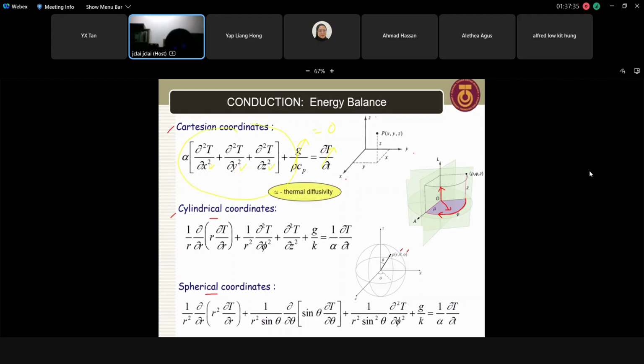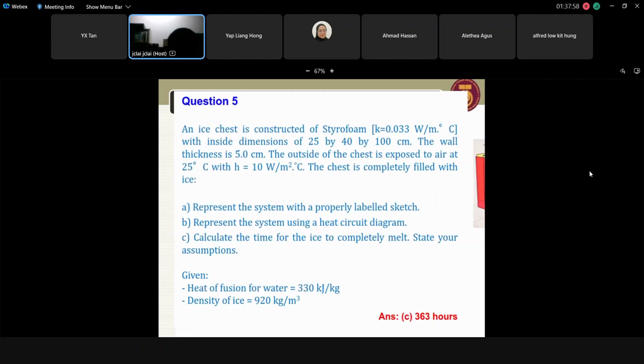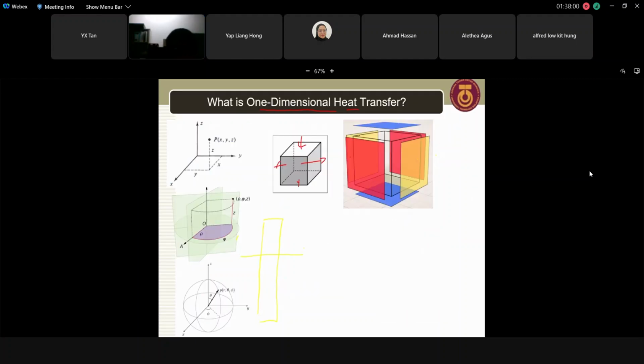So can you imagine you need to solve this type of PDE, partial differential equation? How difficult is it? If we assume heat is only transferred through one direction, in this case Y only, then the whole derivation process will become much easier. That's the purpose.